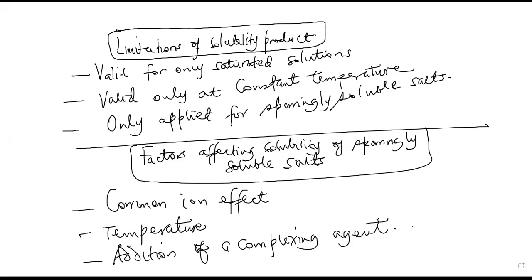We are still looking at solubility products. And this afternoon, we are going to look at the limitations of solubility product, or the conditions of solubility product. Now, the first condition is that solubility products are valid for only saturated solutions. We shall be talking about saturated solutions. Then another one, valid only at constant temperature. So there is no change in temperature. Then another one is that it only applies to sparingly soluble salts.